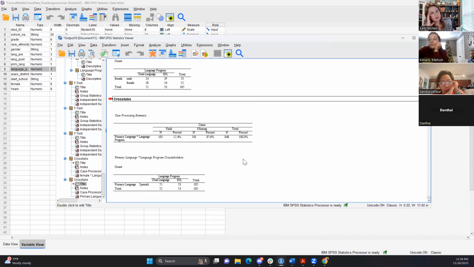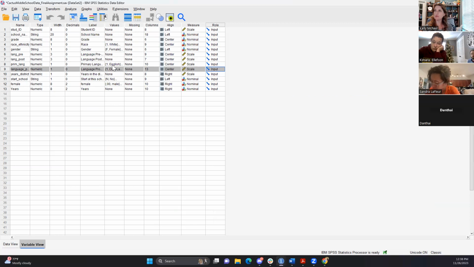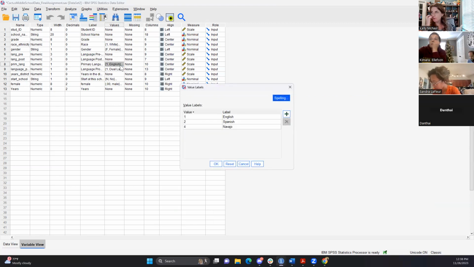Wouldn't we want to do one of those things, maybe not by splitting the data file, but where we group by primary language? Cassandra, you're saying if their primary language is English, they're not enrolled. Oh, there's three primary languages: English, Spanish, and Navajo. So would we have to do an ANOVA then, since it's more than two? Yeah, maybe. I think so.